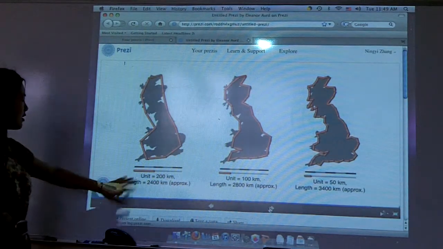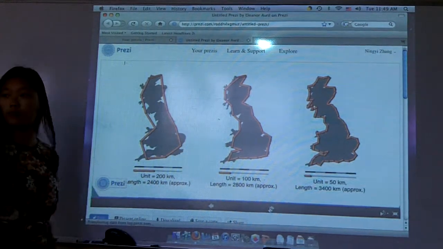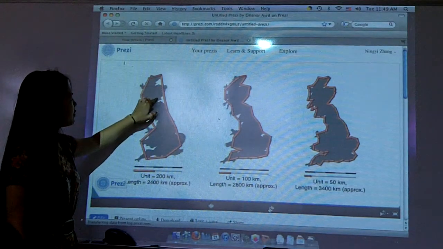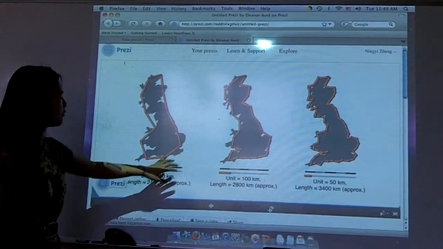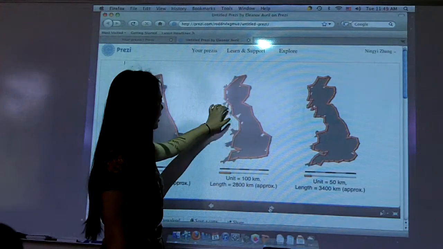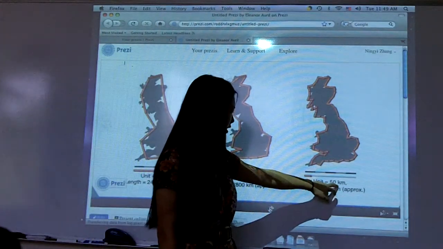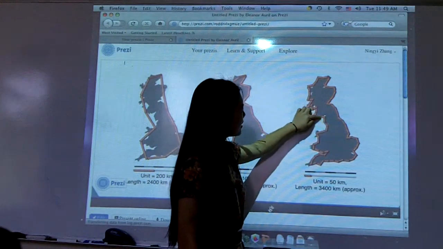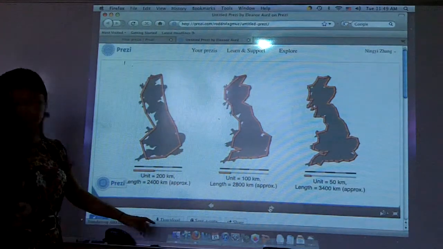So if we connect each point in units of 200 kilometers, it's not really precise for calculating the coastline. If you break it into 100 kilometers per part, it's a little bit better. And if it's 50 kilometers, you can basically calculate the length. Okay.